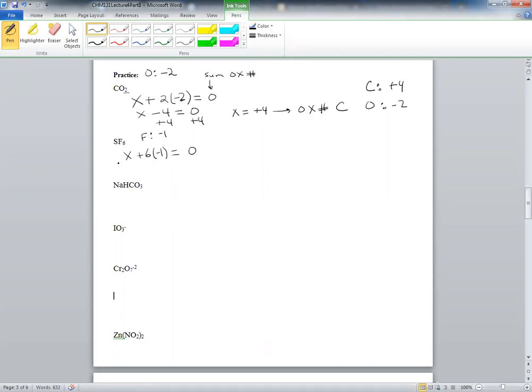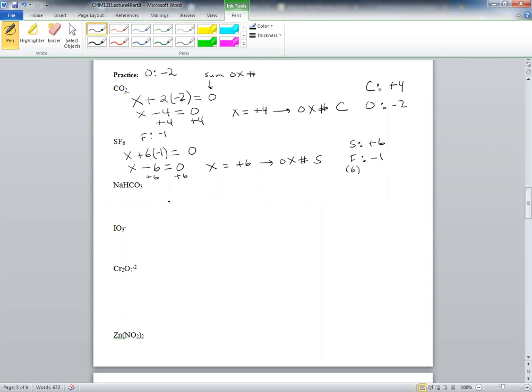So you go and you're checking this out. Let's find out how to solve for this. X minus 6 equals 0, plus 6 on both sides. X would equal +6, which is the oxidation number on sulfur. So you have sulfur +6, and of course we have F as a -1, but we have 6 of them, 6 F atoms, so they come out to be 0.